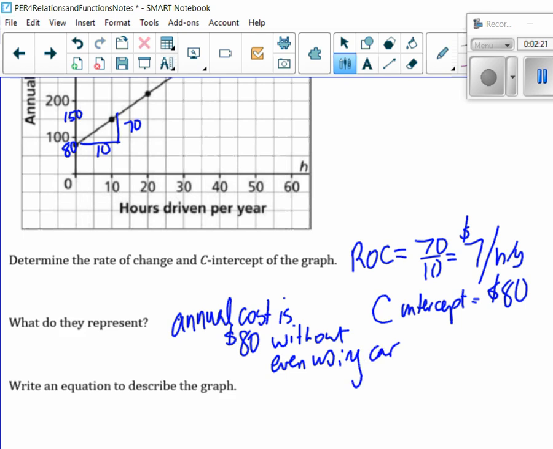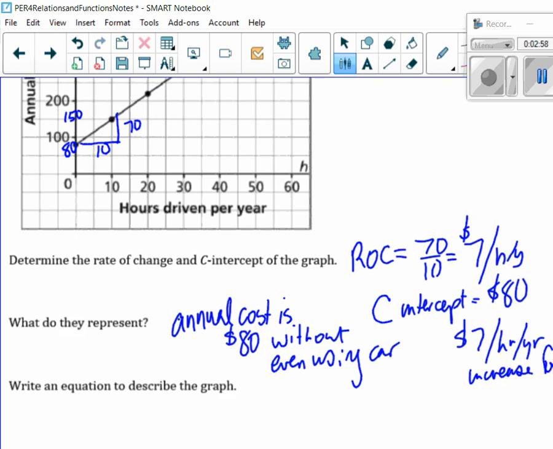Okay, and what does the $7 per hour per year mean? What's this mean? The $7 per hour per year is the cost, yeah, for each hour, cost increase for each hour. Okay, so write an equation to describe the graph.